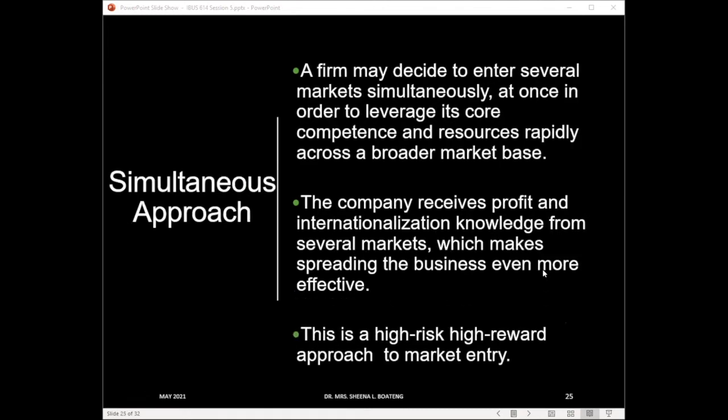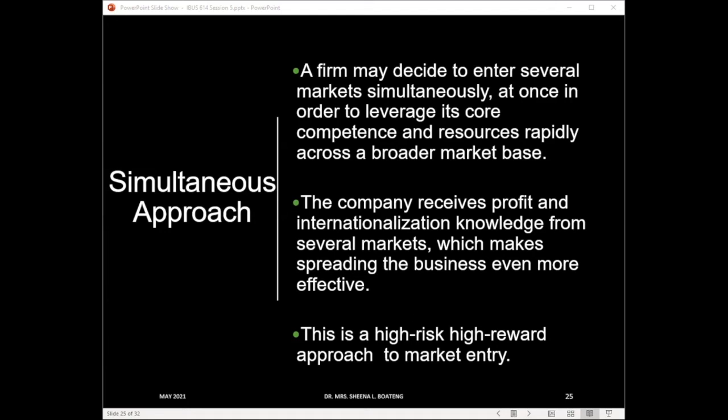Okay, so like Priscilla said, that's the incremental approach as we just discussed. Now, the alternate to that is the simultaneous approach. And this is where the firm decides to enter several markets simultaneously all at once. And this is often where they identify certain core competencies and resources that they have in these different markets. So they believe that with the competencies and resources that they have, they can leverage them in all these markets at the same time, rather than going step by step, right?